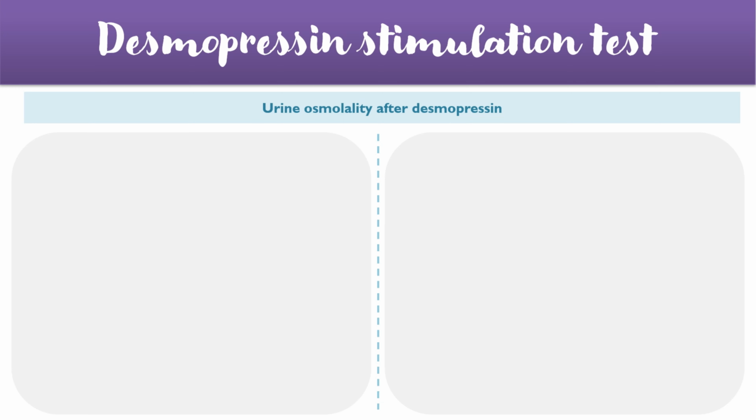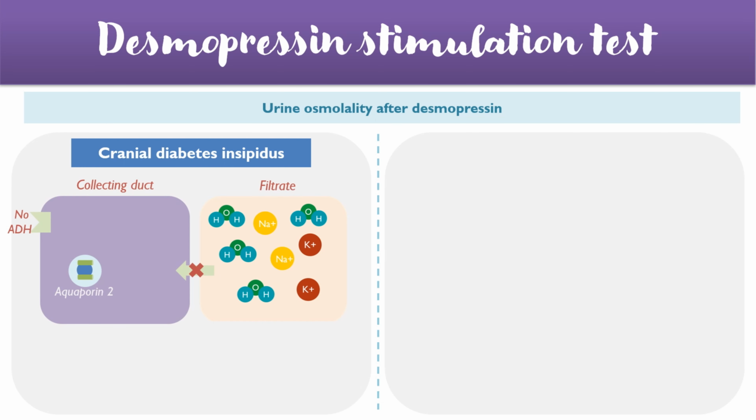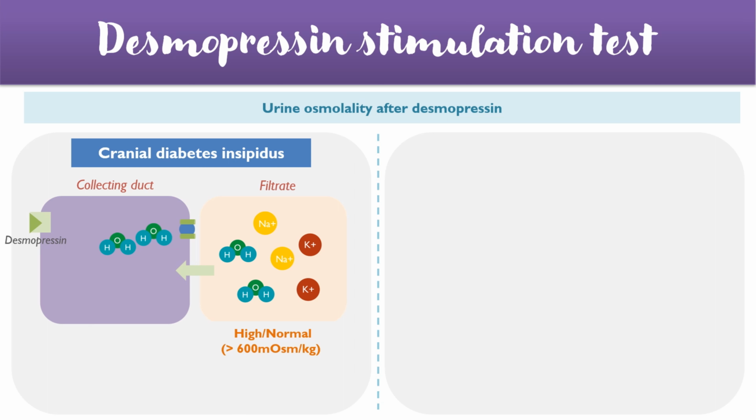The second phase of the test involves administering desmopressin to determine whether there's a cranial cause or a nephrogenic cause behind the diabetes insipidus. In cranial diabetes insipidus, the main issue is with a lack of ADH, so when we administer desmopressin to these patients, it acts as an ADH analog, thereby allowing the aquaporin II channels to fuse with the cell surface membrane and allowing water to re-enter the collecting ducts and therefore the blood. As you can see from the diagram, there's now less water in the filtrate, and therefore the urine osmolality returns to high or normal levels, as the problem has been rectified by administering the ADH analog.